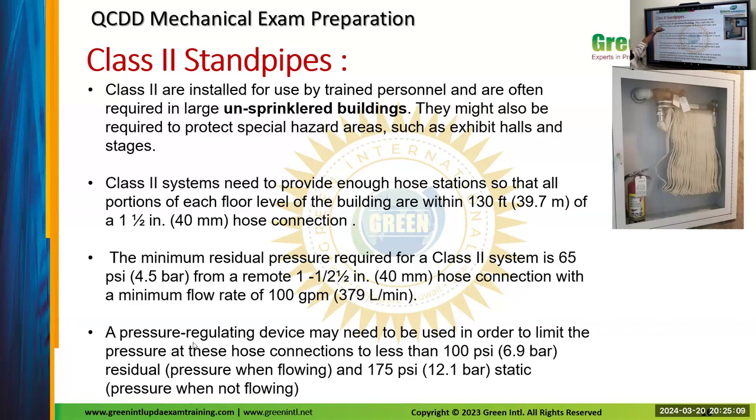So class 2 systems are installed for use by untrained personnel and are often used in unsprinklered buildings, where the sprinkler is not required. This means it is used in low hazard areas. They might also be required to protect special hazard areas such as exhibit halls and stages.